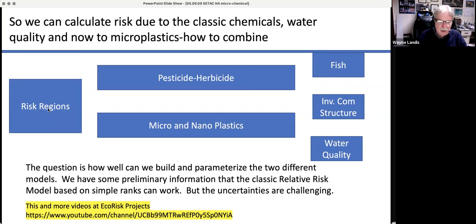So it looks like we can now look at these things where we have risk regions, a pesticide pathway, a micro and nanoplastics pathway, look at fish and vermin community structure and water quality. Now we need to look and see how we can build and parameterize these two models, allow them to work together, probably through some kind of model averaging. We have a pretty good idea that this will work from our experience. We have lots of uncertainties that we need to look at, and that will be some of the interesting part.